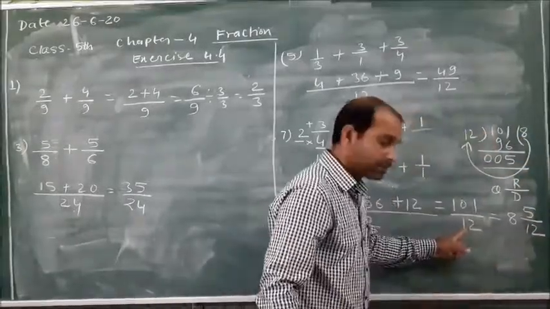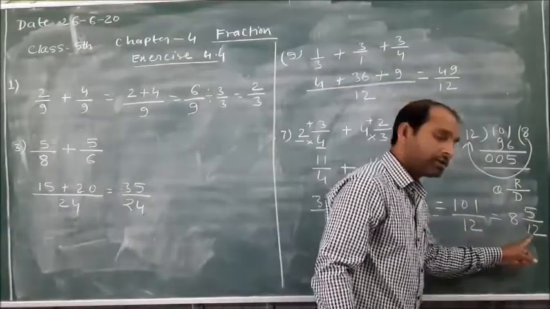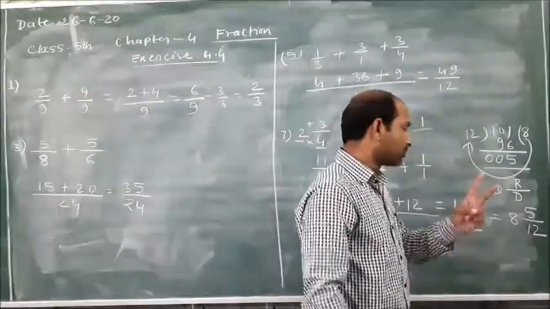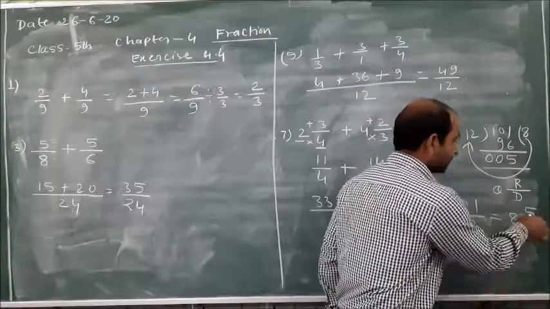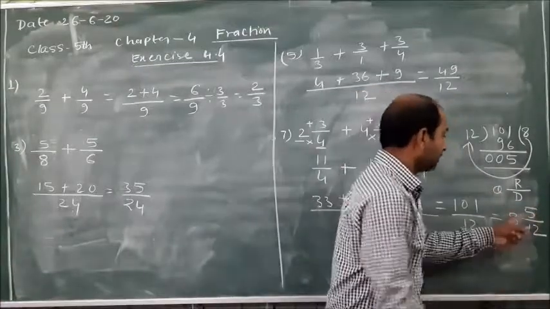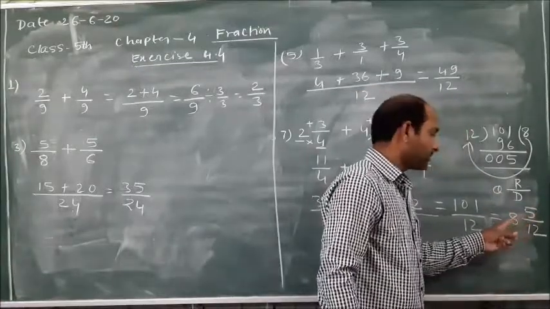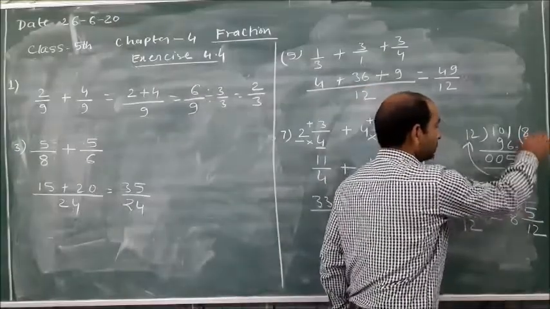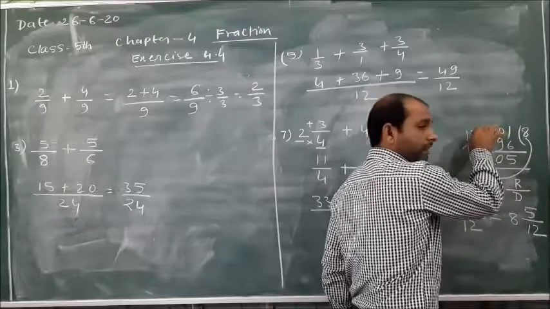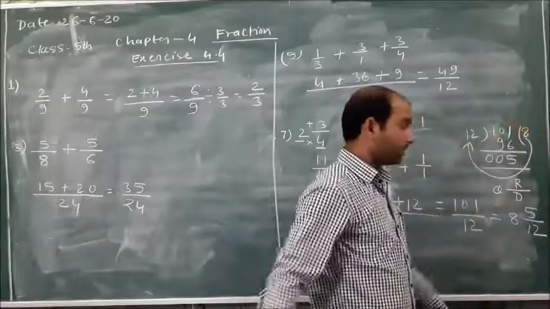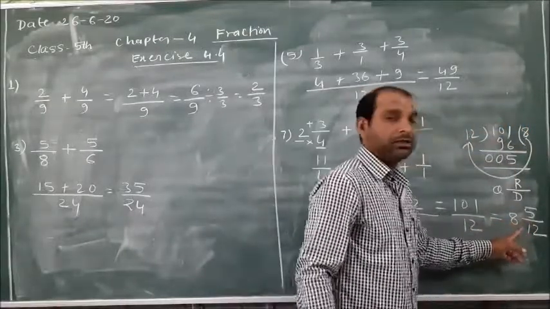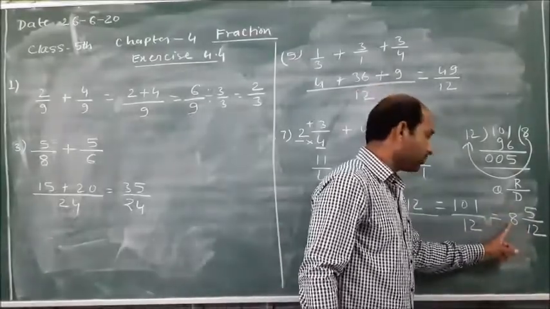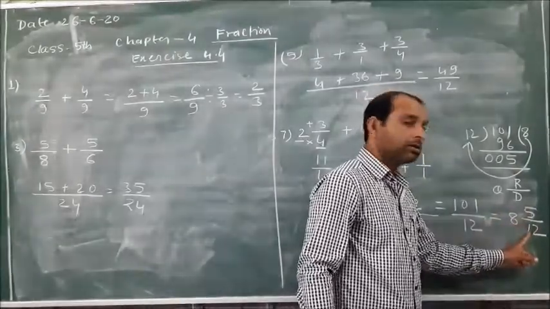So here the denominator is 12. Only two numbers remain, which number do we write here and here? The remainder goes here and the quotient goes here, because this is your quotient, this is your remainder, this is your divisor, and this is your dividend. So the mixed fraction is 8 over 5 upon 12.